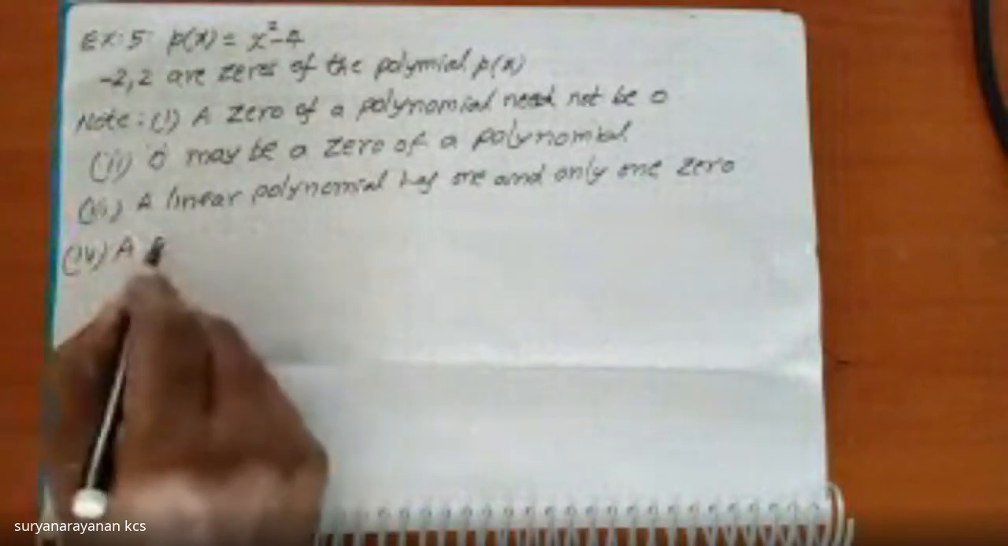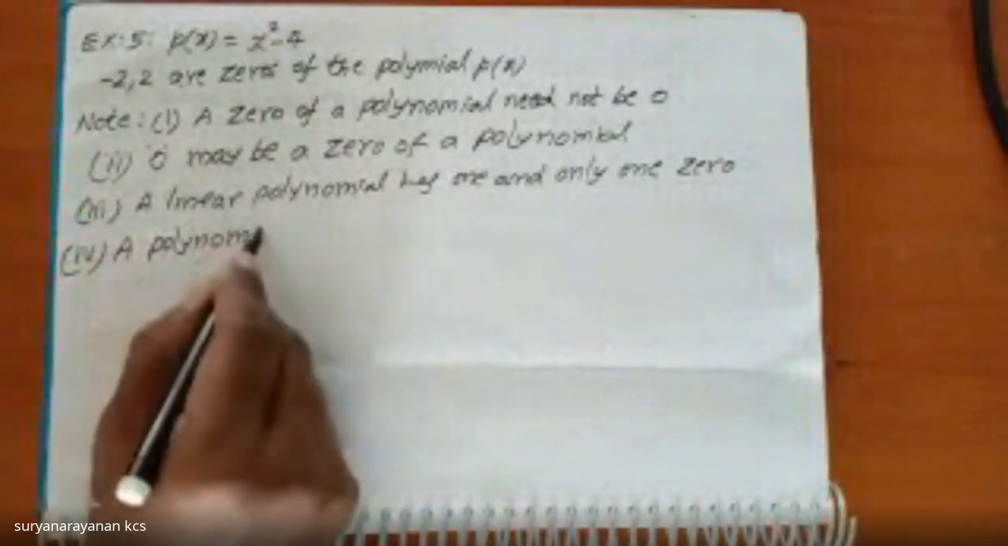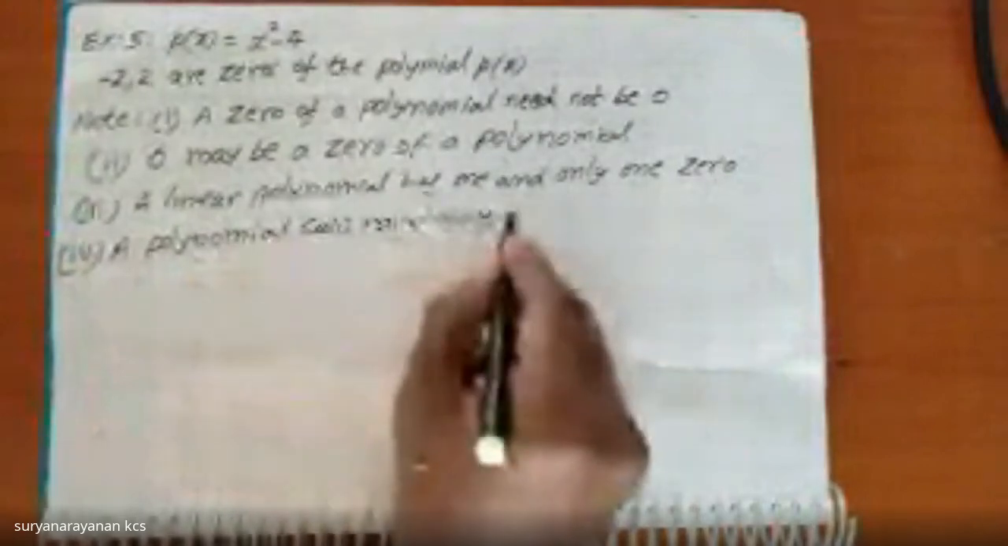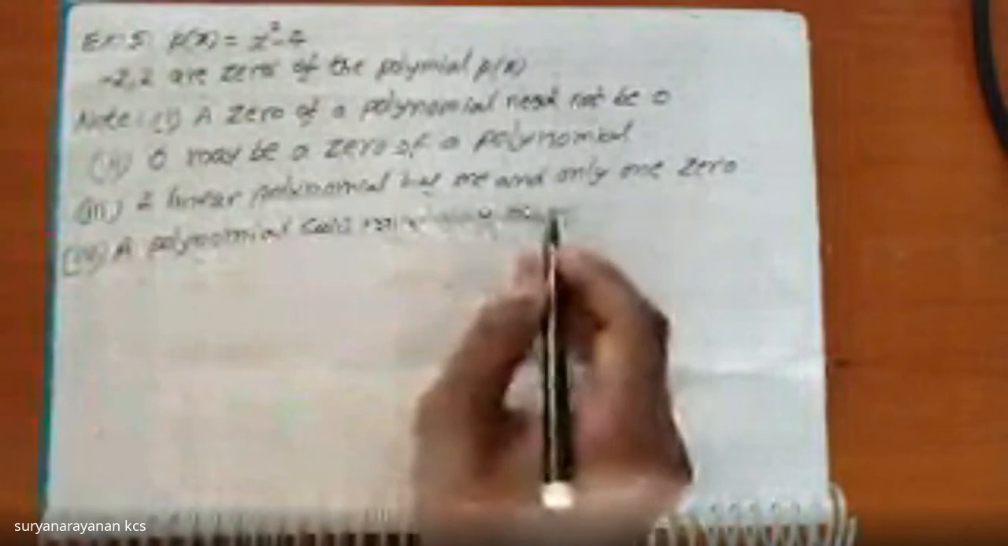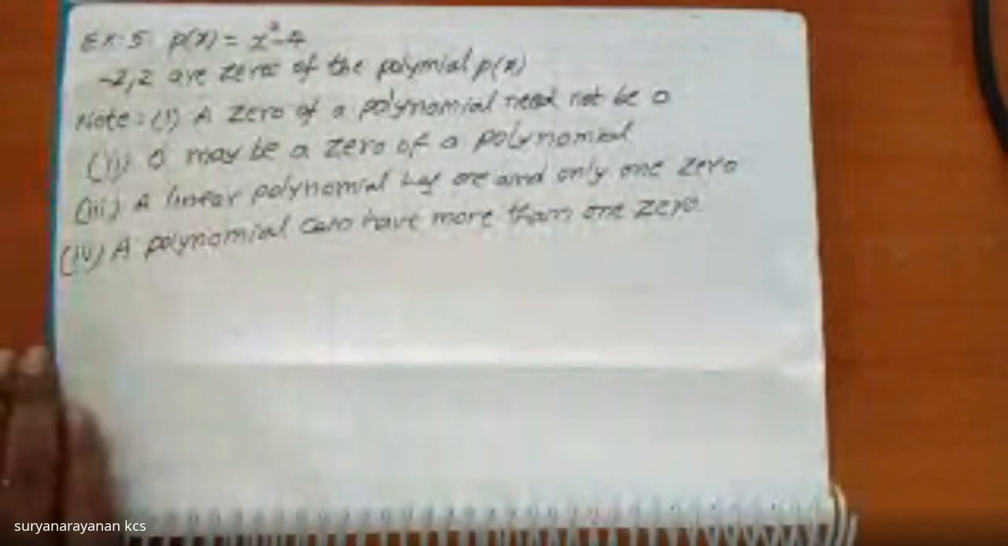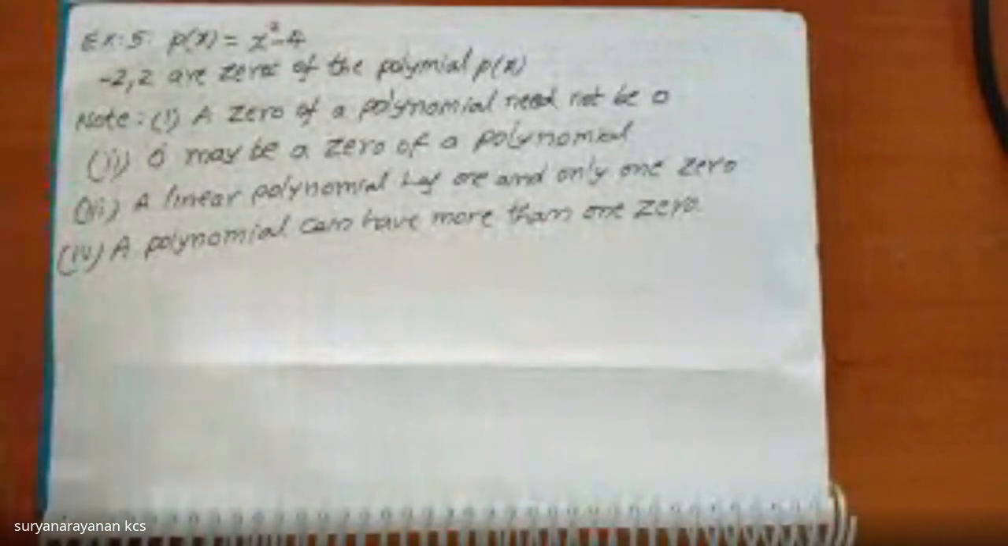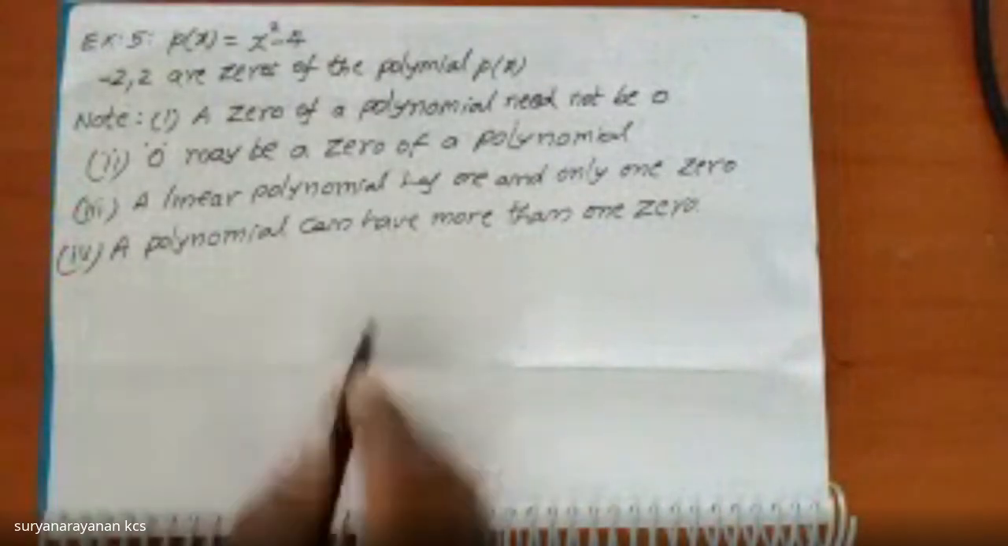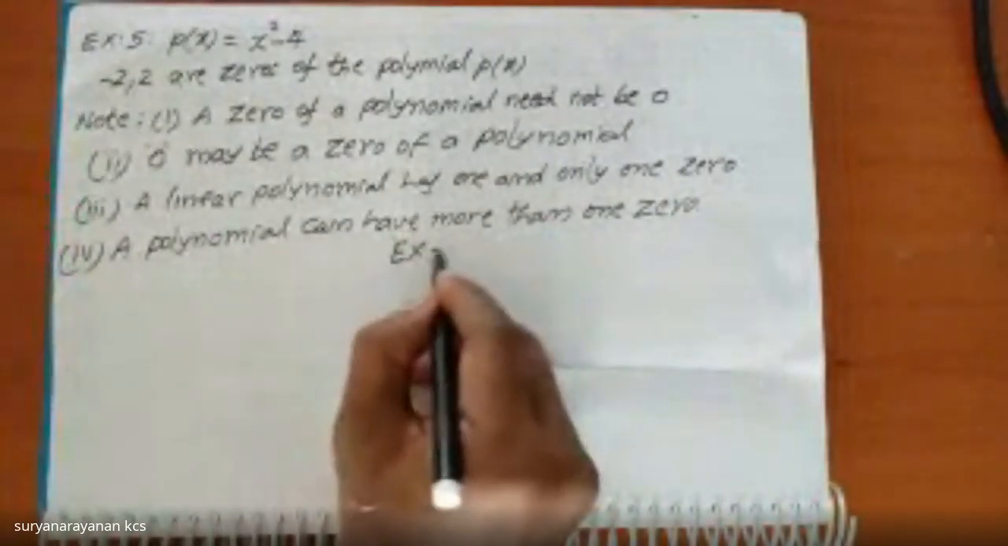So a polynomial can have more than 1 zero. These are the observations from the above examples. These are the concepts for this exercise. Only one concept, and that is the zero of a polynomial. Understood this concept?